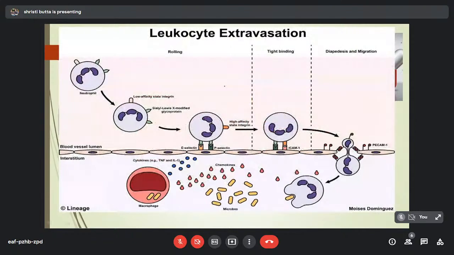So remember this diagram that we were talking about. Here we have the Sialyl-Lewis X-modified glycoprotein. Here we have the high affinity integrins, okay, which binds to the ICAM1. Internalization of this ICAM1 allows for failure of this firm binding, and subsequent neutrophilic diapedesis and migration is defective.